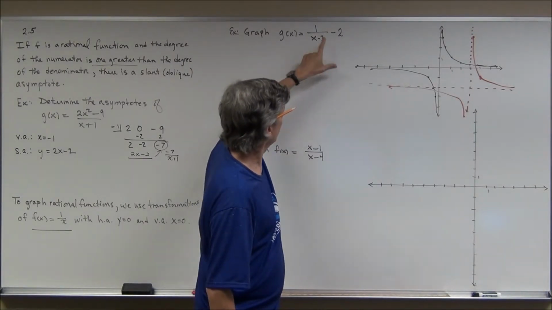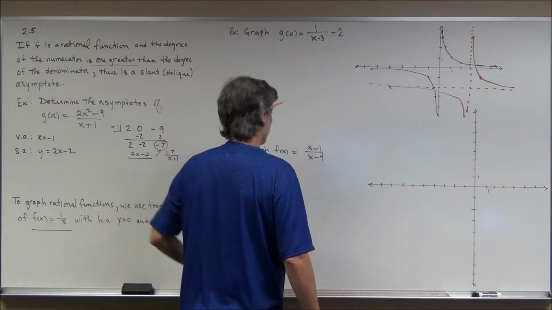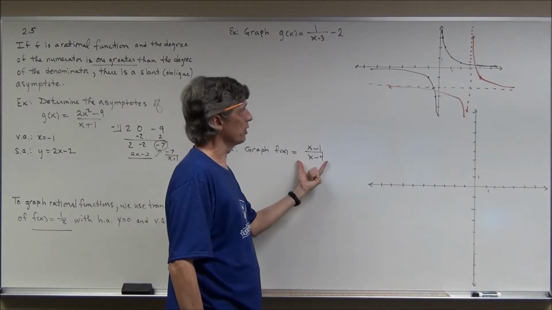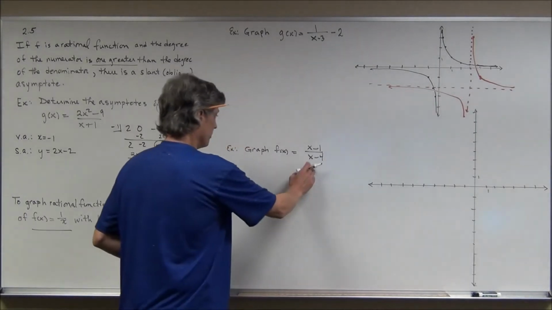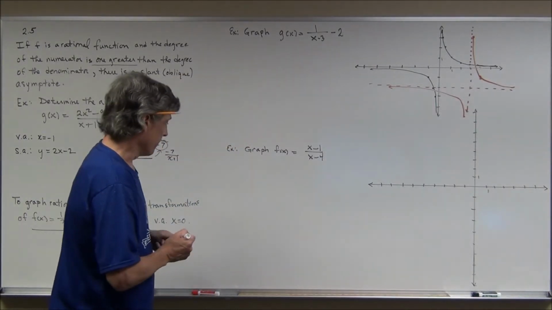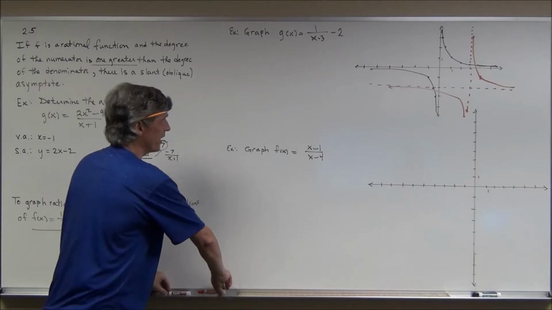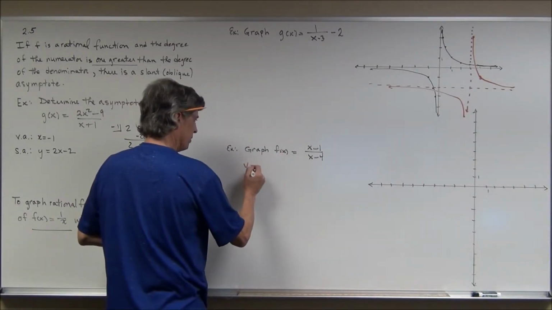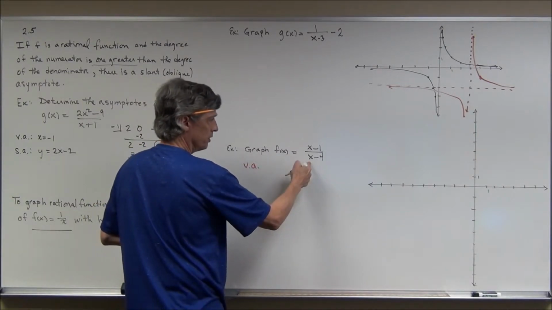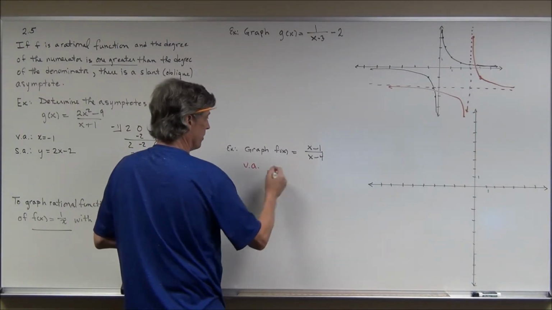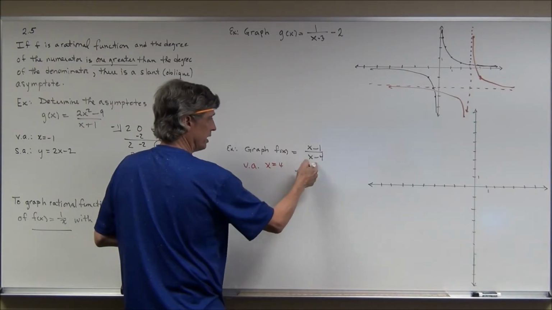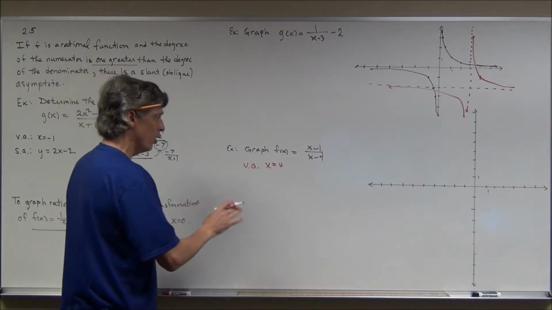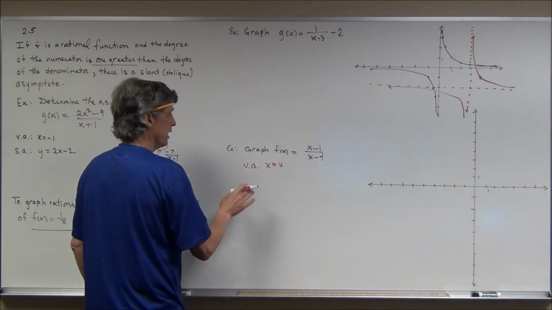Here you can see the transformations done to the parent graph. Here you'd have to rewrite this to be able to see those transformations, but I'm going to show you what to do here all the same. I'm going to start by graphing this one by finding any asymptotes. So I have a vertical asymptote: the denominator is 0 when x is 4, so x equals 4. You just set the denominator equal to 0 and solve. 4 does not make the numerator 0, so it's not a hole in the graph, it's just a vertical asymptote.